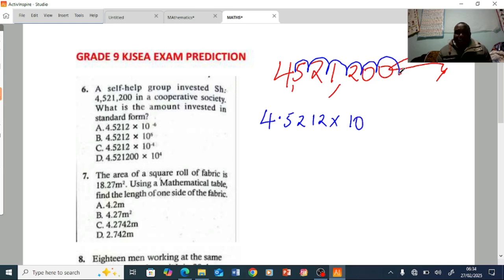How many steps do we move? 1, 2, 3, 4, 5, 6. That gives you the power. When you move to the left of the decimal point, in this direction to the left, the power is positive. The power is positive.